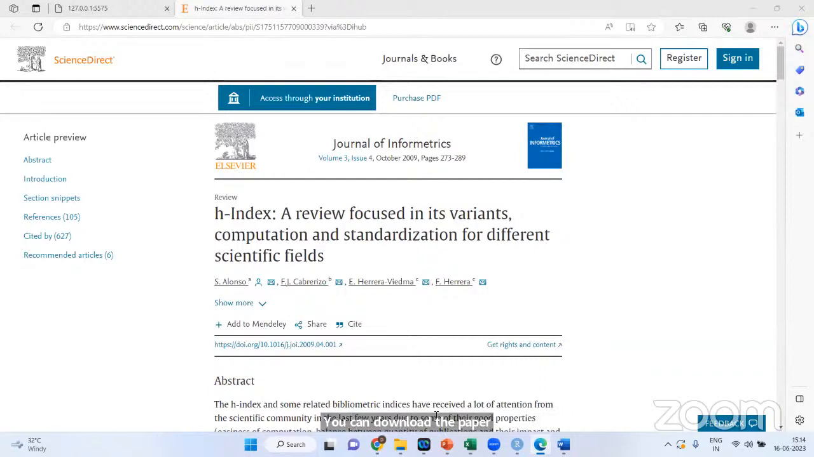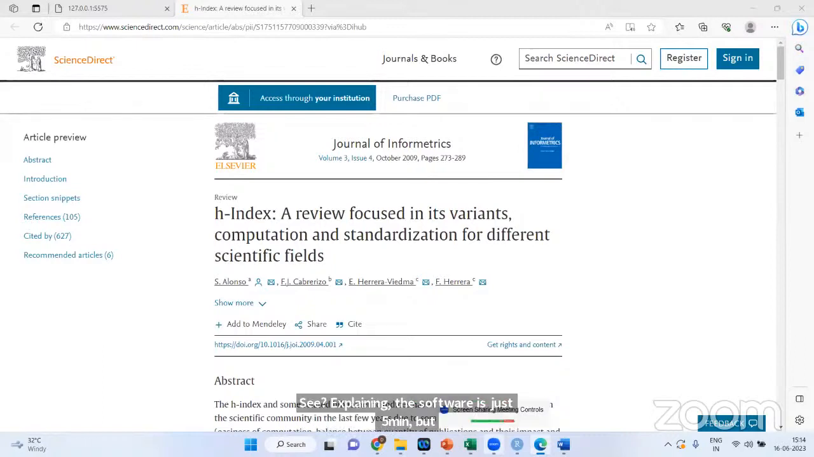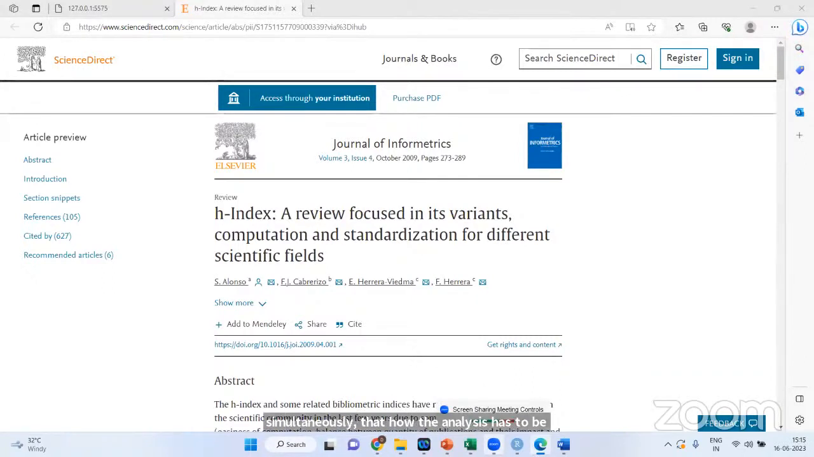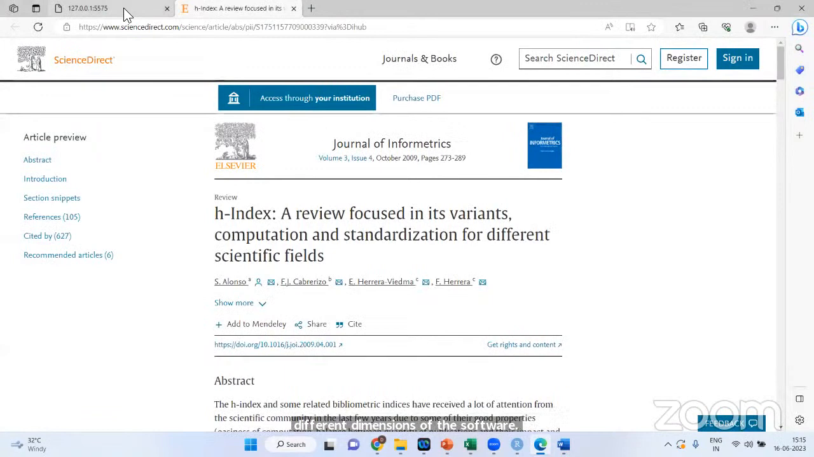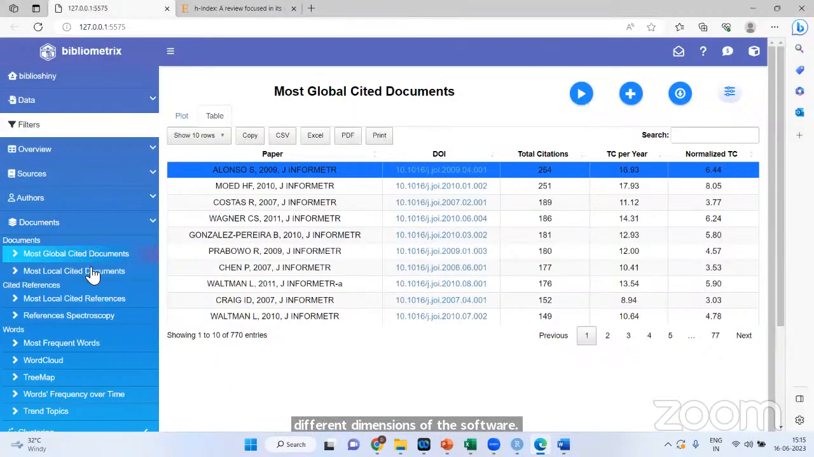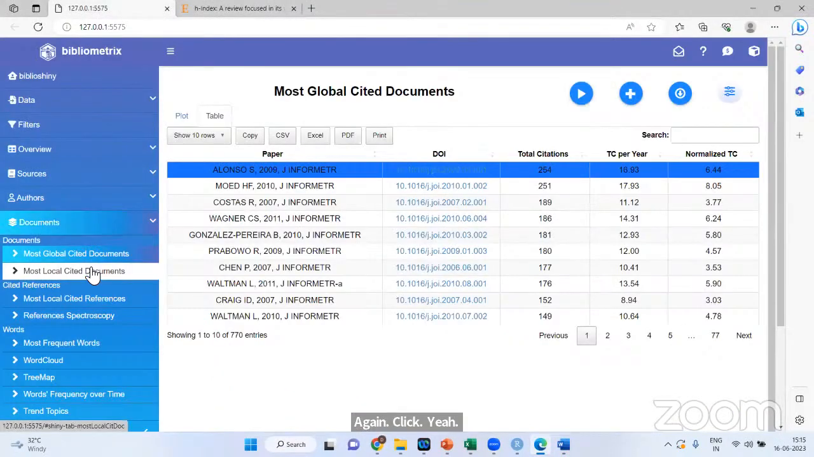Okay. Let's come back to the software. See, explaining the software is just 5 minutes, but you will have to understand how to write its analysis. So I'm teaching you two things simultaneously: how the analysis has to be written, and how you will have to explore the different dimensions of the software. Again, click here. Most local cited document.